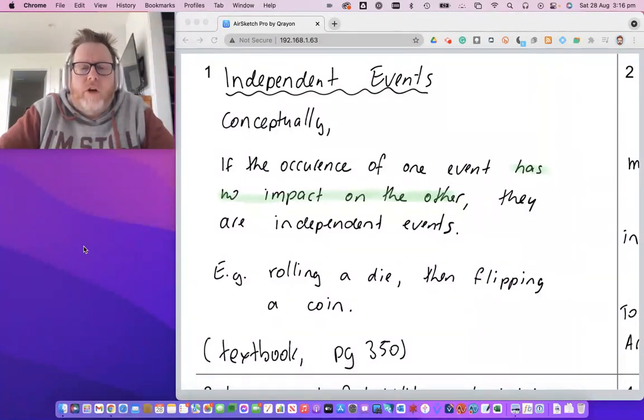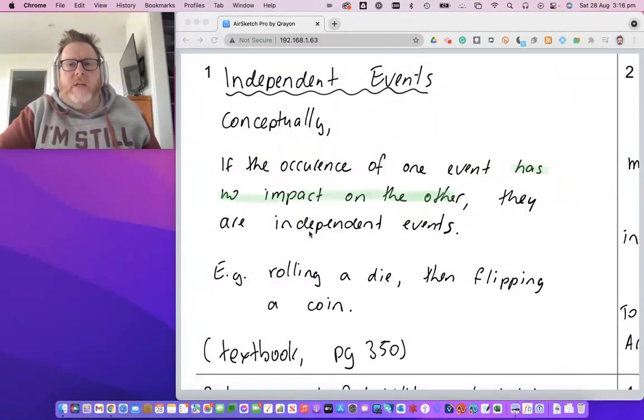And my example I've chosen is rolling a die, then flipping a coin. Or it could be rolling a die and flipping a coin at the same time because we've got two hands. Whatever happens to the die roll, whether I get a 6 or a 5 or a 2 or whatever, has no impact on whether I get a head or a tail, and vice versa. So they're independent events. They're physically separate from each other, I guess.